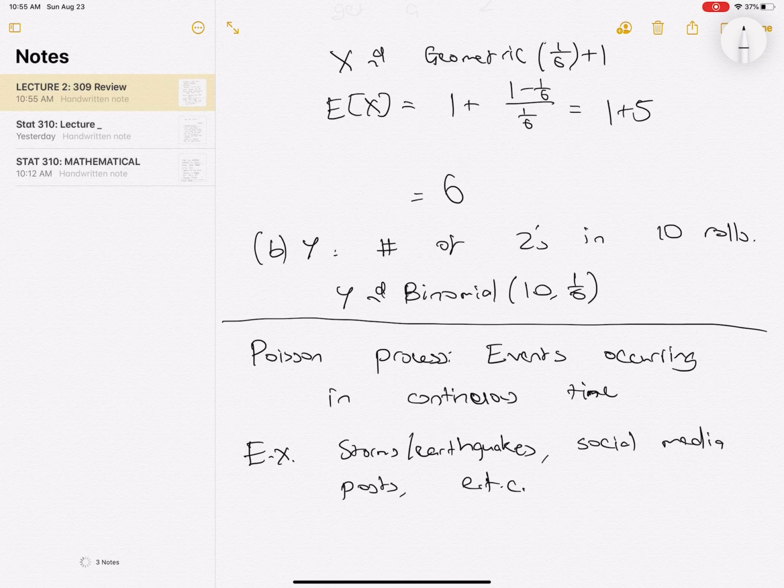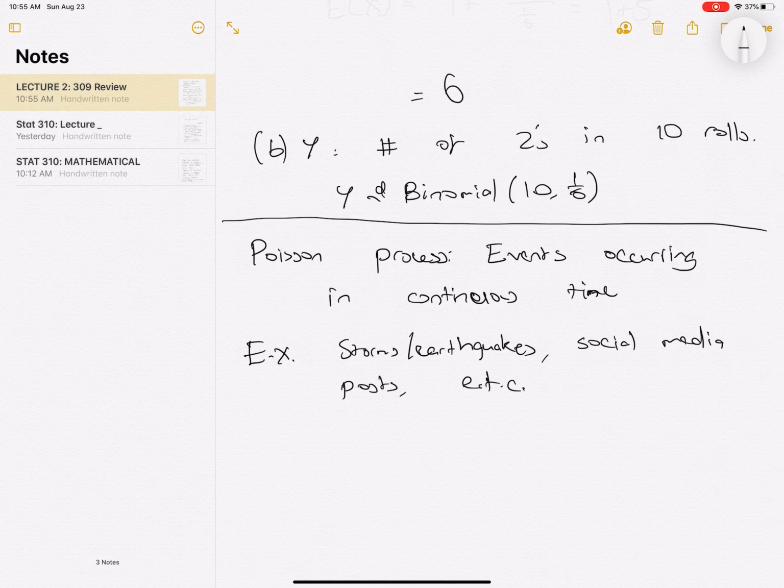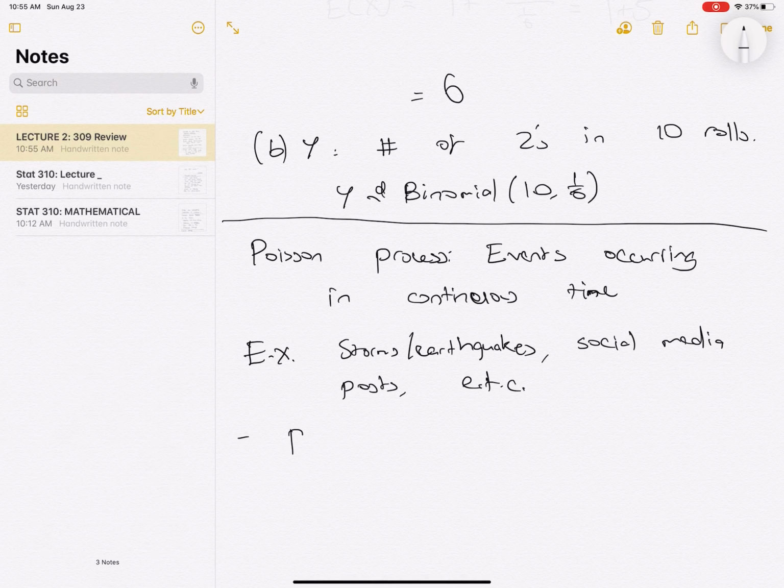And so what we have here in general that sort of ties this together is that, just like for the Bernoulli random variable, we had a probability of success. Here we have a parameter lambda, which is greater than 0, which is like the rate or intensity at which events occur.